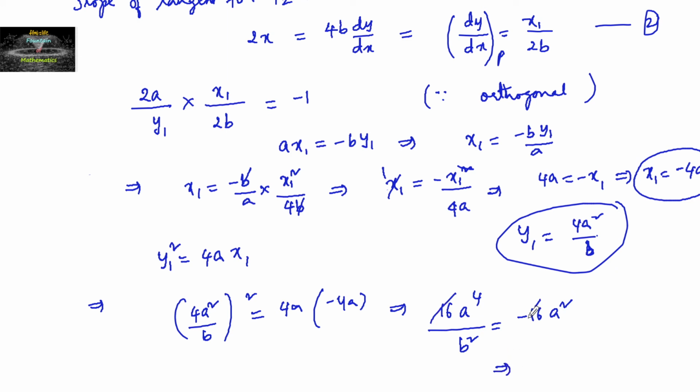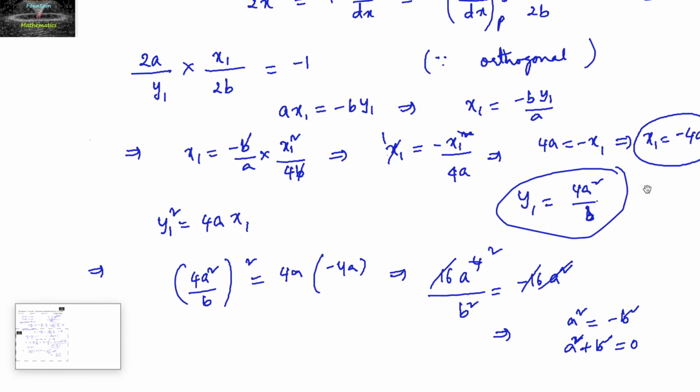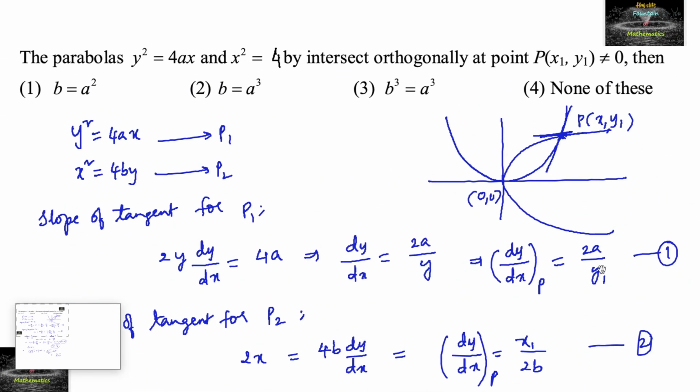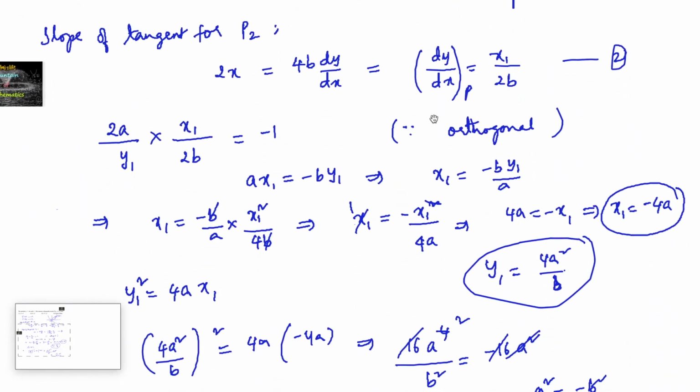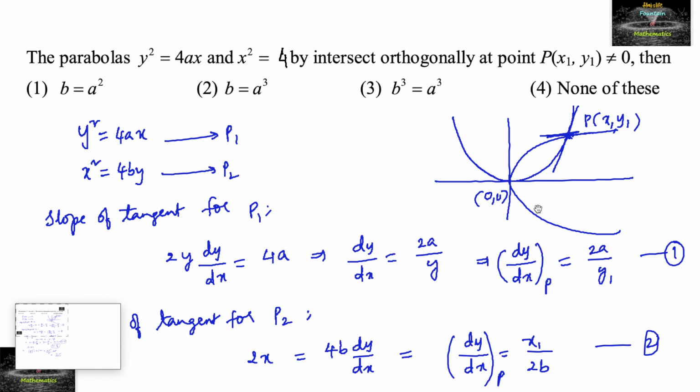So we can cancel 16 and a square 2 times, so a cube is equal to minus b square, or a cube plus b square is equal to 0. So this must be the relation between the two values a and b. So we can say none of this. We can go with option D, none of these.